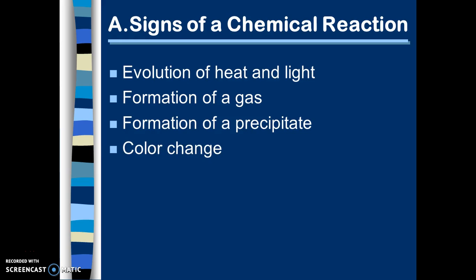And the last thing that we look for is a color change. Mix 2 different solutions or compounds together and we get a different color. That means a different product has formed. So if we see one or more of these 4 things, then that tells us that a chemical reaction has taken place. And you've seen or will see all of these things in the lab this year or in demonstrations that we do in class.